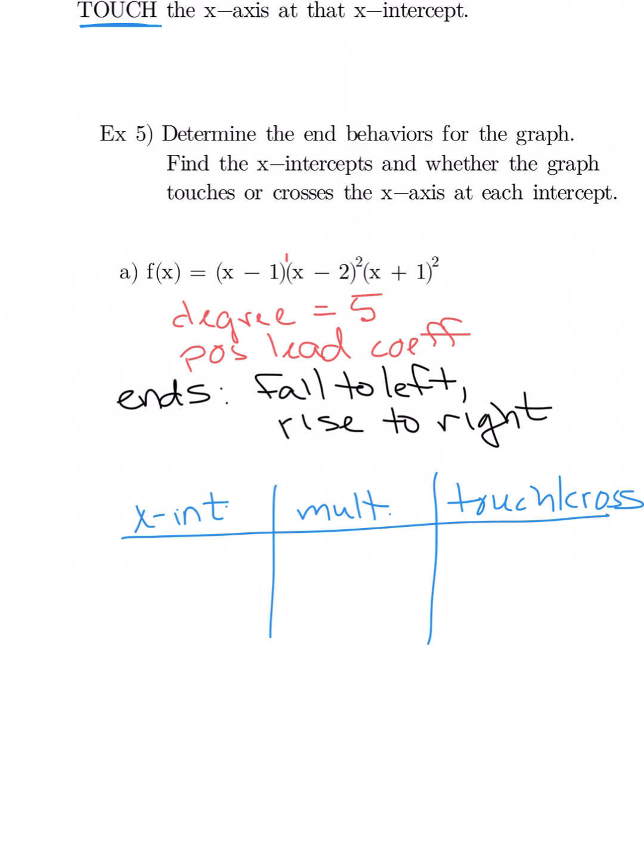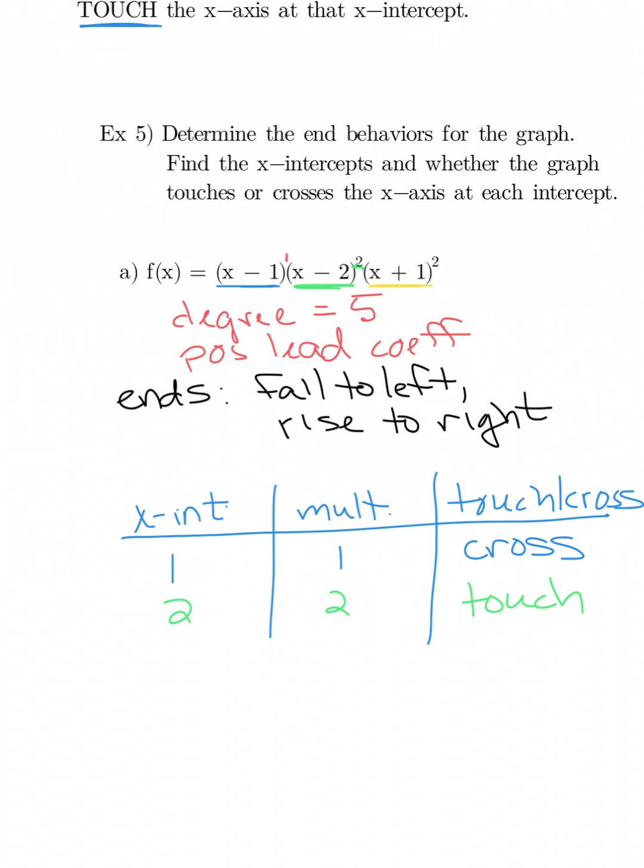Our first x-intercept comes from this first quantity. That x-intercept will be 1. The degree on it is 1, so its multiplicity is 1. And when the multiplicity is odd, you cross at that value. Our second x-intercept comes from our second quantity. It will be 2. The power on it is 2, so its multiplicity is 2. And when the multiplicity is even, you touch at that intercept.